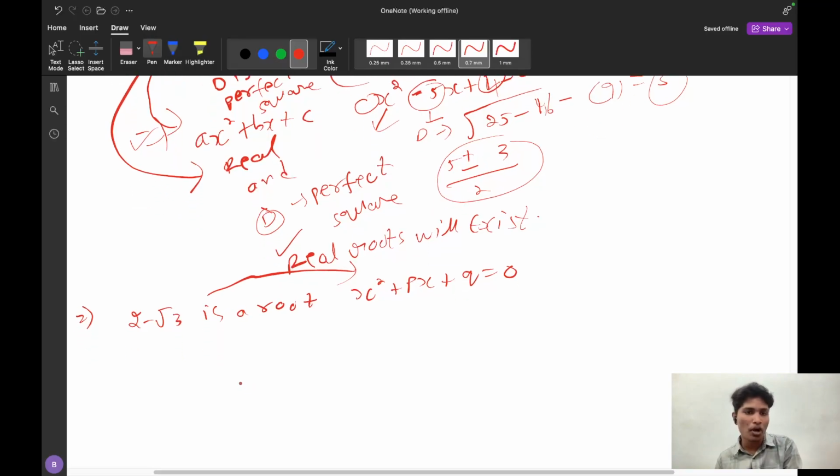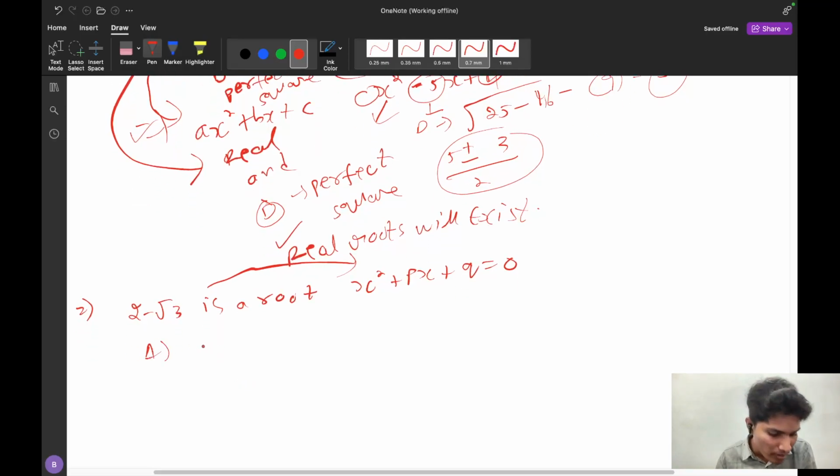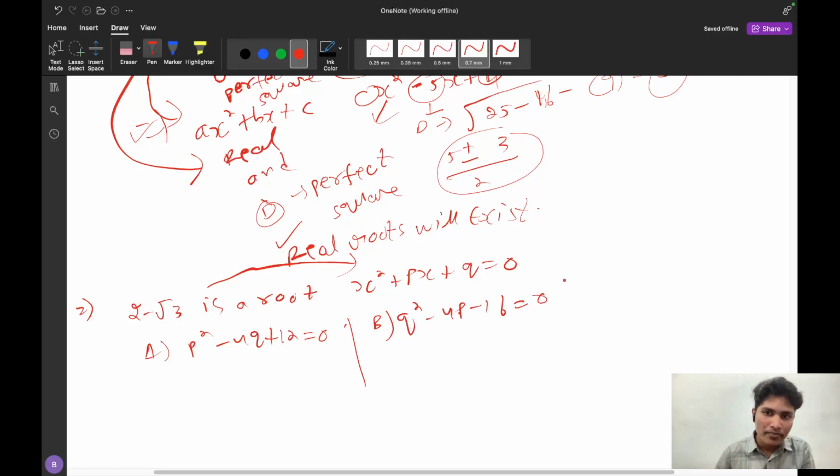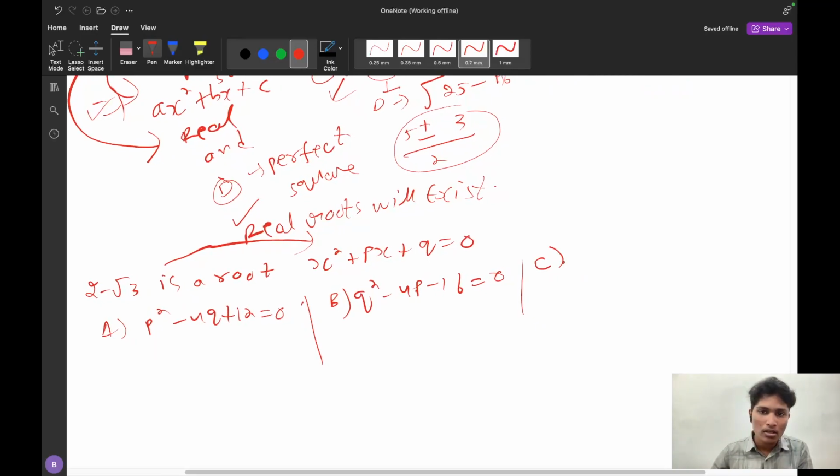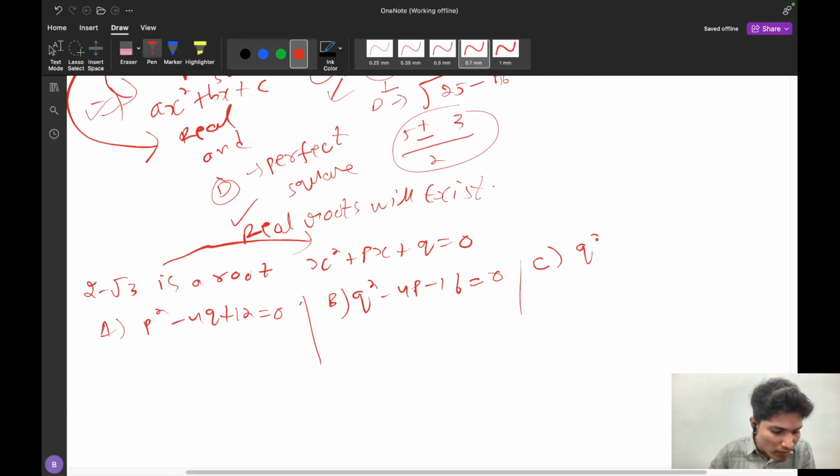Because they are giving the 4 options, I will write the 4 options here. The first option is p square minus 4q plus 12 equal to 0. Basically, you have to find the value of p and q. There is no need to verify the options yet, you just have to simplify the equation. The c option is q square plus 4p plus 14 equal to 0. And the fourth option d is p square minus 4q minus 12 equal to 0. These are the 4 options.